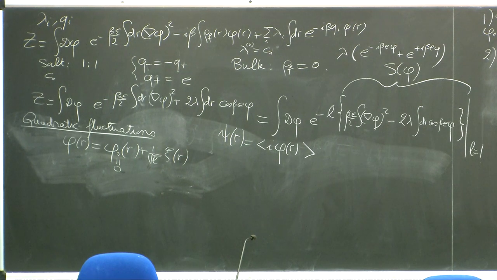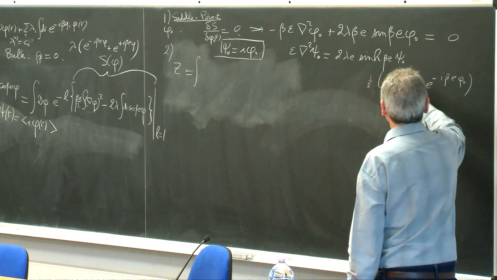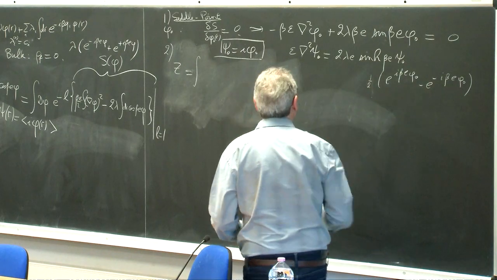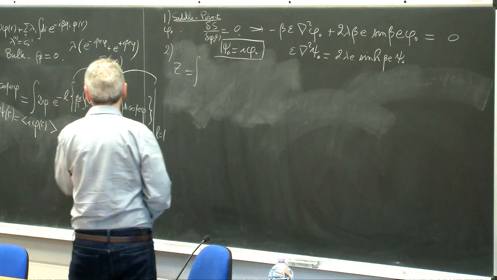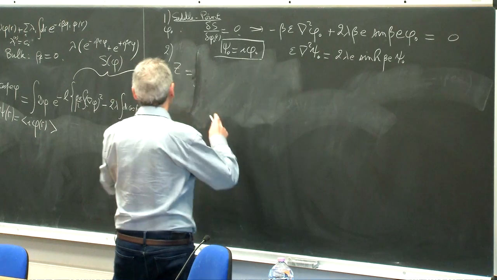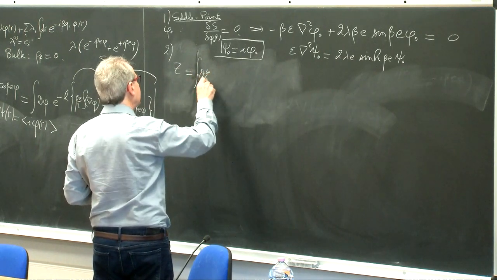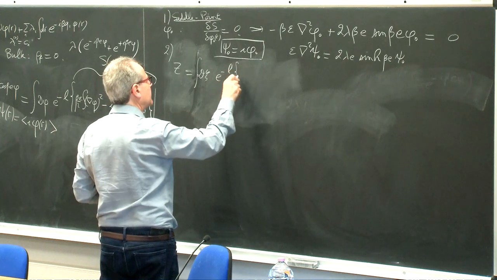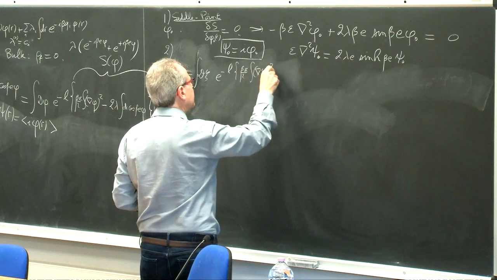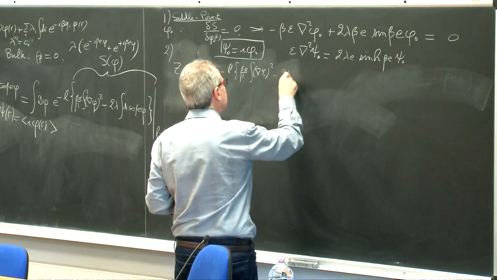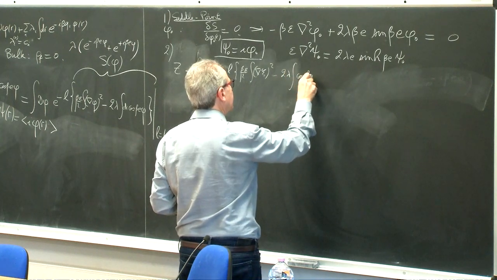That's because it's 1 over 2i, e to the i beta e phi 0 minus... So you multiply by i, this disappears, and this is psi 0 minus psi 0. So z is the integral d psi of e to the minus l beta epsilon over 2 integral gradient psi square minus 2 lambda integral cosine beta e psi.